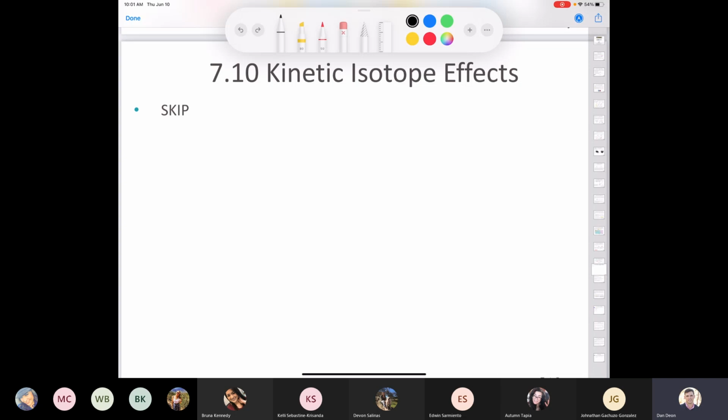So if you want to read it, it's really quick, very quick, but it just has to do with the kinetics of the reaction and using deuterium. Anyhow, you could take a look at that, but we're going to skip this section.